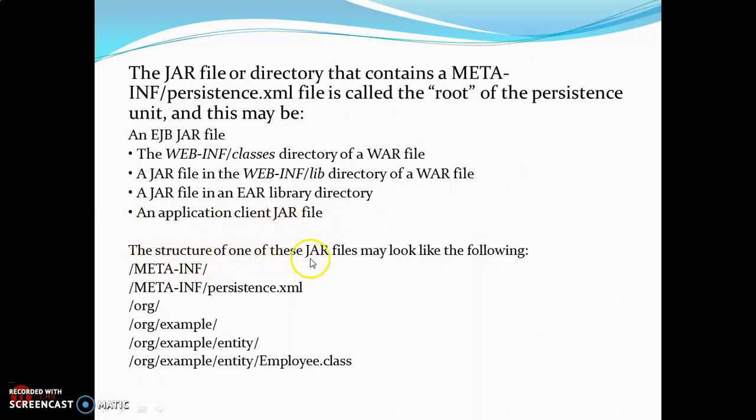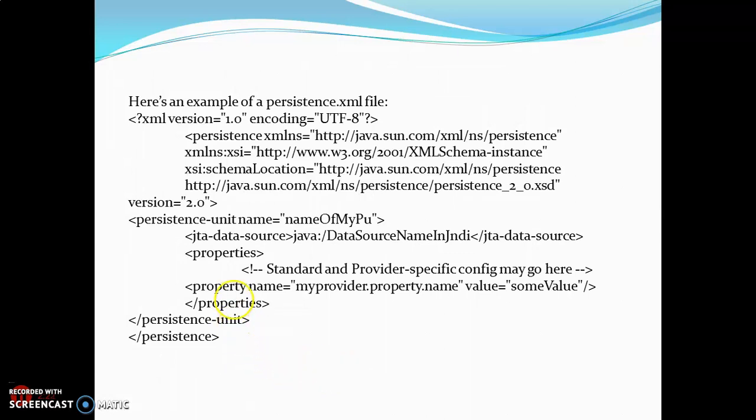The structure of one of these jar files may look like the following: META-INF/persistence.xml, which is your persistence XML deployment descriptor, and the Employee class will be present inside org/example/entity/Employee.class. So here we will have our .class file. This persistence.xml will have the description of all the fields and operations present inside this Employee.class file. Let us see an example of how a persistence.xml looks.